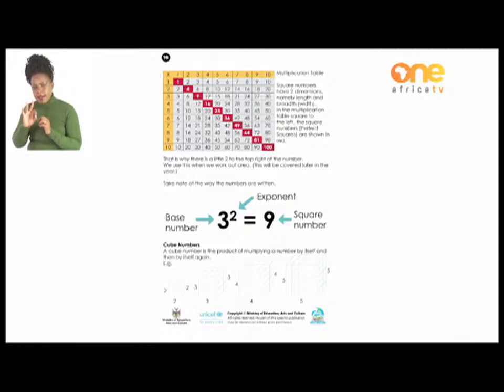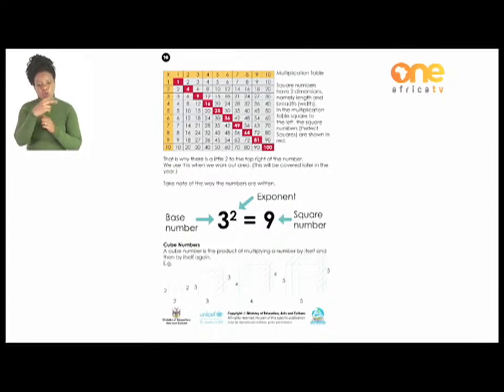We are done with the square numbers, so we have to go to the cube numbers. A cube number is a product of multiplying a number by itself and then by itself again. So that number has to appear 3 times. For example, there are cubes drawn there. The first one is 2 times 2 times 2. That can also be written as 2 cubed, or 2 to the power 3.